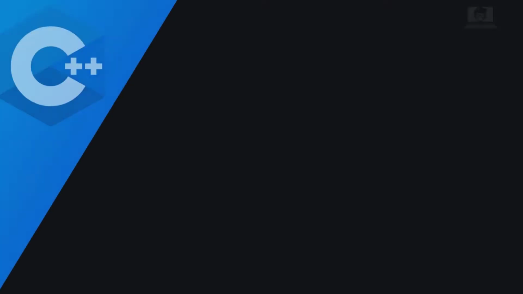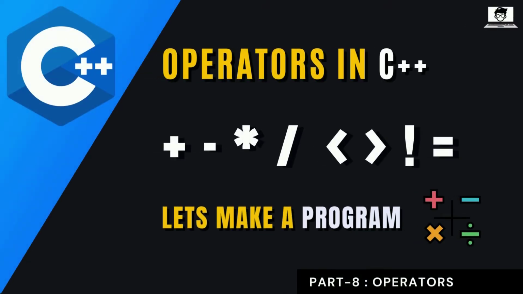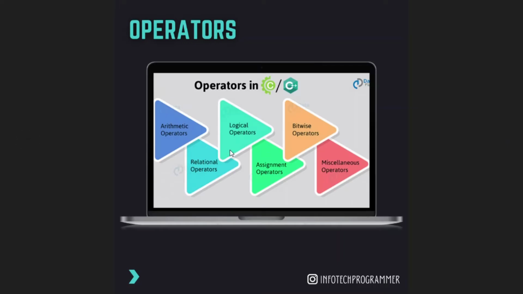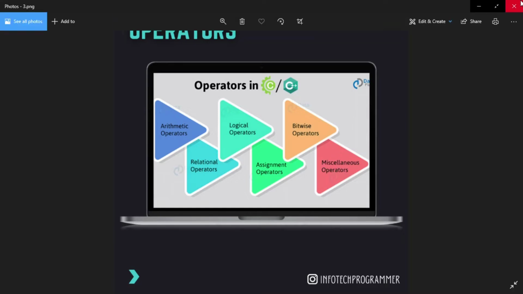Today we will start with operators in C++. So let's get started. An operator is a symbol that tells the compiler to perform specific mathematical or logical manipulations. These are used to perform operations on variables and values. There are different types of operators like arithmetic, relational, logical, assignment, bitwise, miscellaneous, etc. But we will see the important operators that are used in C++ in our practical.